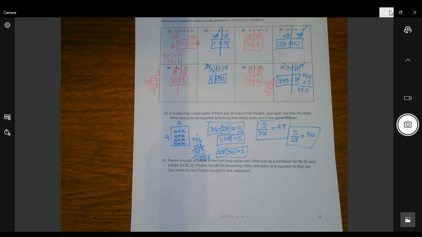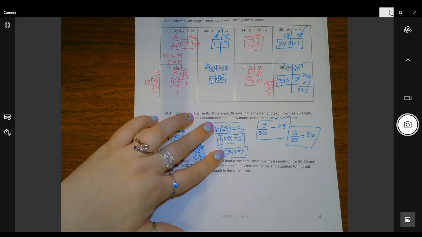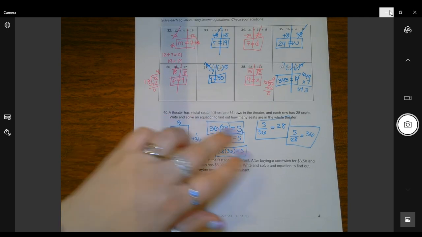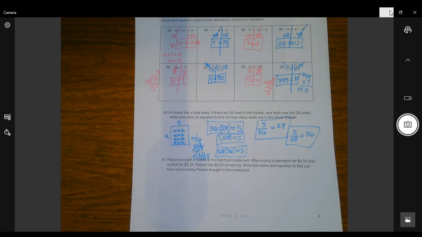There's usually always 4 different equations that'll work, because there's 2 ways to write one of them, and then there's the 2 inverse ways to write it. All right, let's see about the next one. It says Peyton bought $D to the fast food restaurant. After buying a sandwich for $6.50 and a drink for $2.25, Peyton has $8 left.